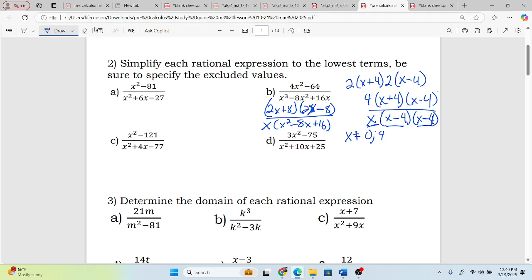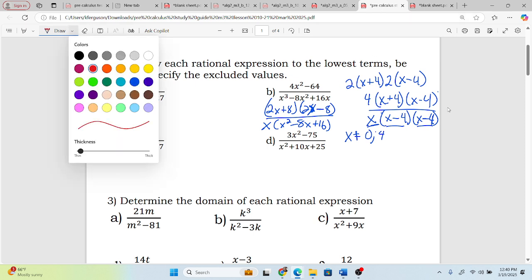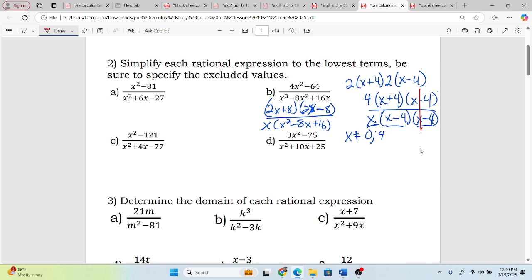And now I do my simplification. So I can cross off that. These don't cross off. So my final answer is x cannot be 0 or 4, and my simplified version is 4 times x plus 4 over x times x minus 4. I can't do any simplifying there, and that's it. That x right there screwed a lot of people up when they were doing the quiz.